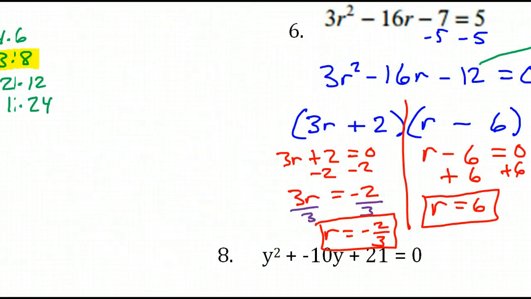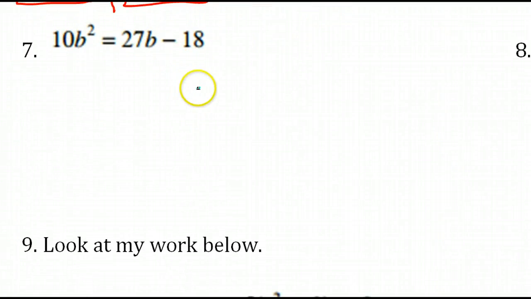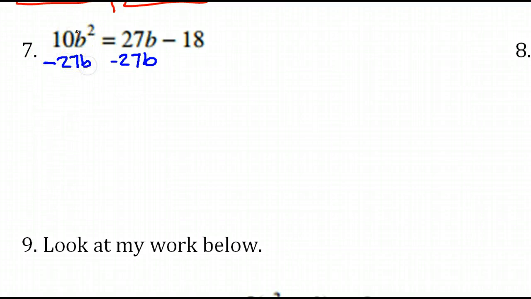Okay, let's take a look at number 7. Again, to be able to use our zero product property, we need 0 on one side. So let's subtract 27b from both sides. Now these are not like terms, so I can't put these together and make negative 17b something, because they're not like terms. But I'm subtracting 27b, so those will be gone.